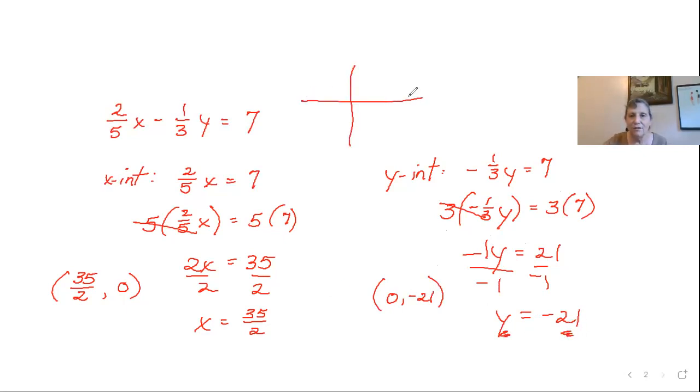And then to graph this, the y would be way down here at the negative 21. X, let's see, 35 divided by 2 is 17 and a half. So somewhere over here at 17 and a half is my x-intercept. Here's my y-intercept. There's my line. So that's all you have to do. It's one of the easiest ways to graph any equation.